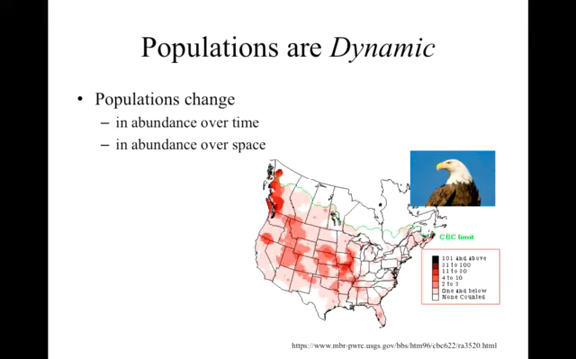Populations change in abundance over space. So I didn't have a high likelihood of finding bald eagles in Toronto because there weren't a lot. But I could have gone to other places in Canada where I could have probably seen bald eagles pretty easily, both on the East Coast, but especially on the West Coast out in British Columbia, which is right above Washington. There is a high population of eagles there. And so if I really wanted to see bald eagles, I should have gone to British Columbia.